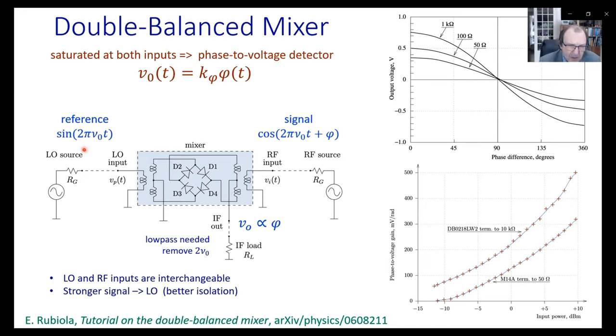In this condition, strongly saturated at both inputs, we observe a DC signal that is zero when the two inputs are perfectly in quadrature, but the output is a DC voltage proportional to phase, and this is the phase to voltage gain of the mixer. This is an example from my laboratory notebook, a specific mixer, and here we have a tutorial on the double balanced mixer, some 40 pages or more of general stuff. Of course, if you have a random phase here, you have random voltage here that is proportional to the random phase. And that's it.